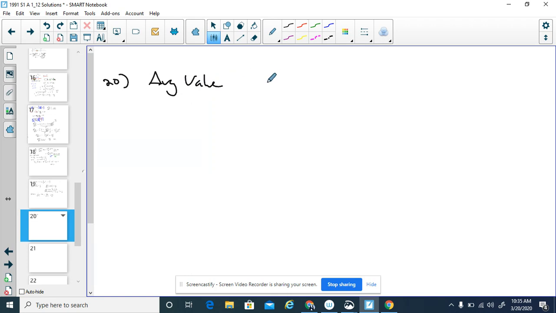So average value of cosine x, integral from -3 to 5. These are what I see as I read the problem. I don't see any of the other stuff, right? So you're like, oh, average value. I have a formula for the average value of a function, right?